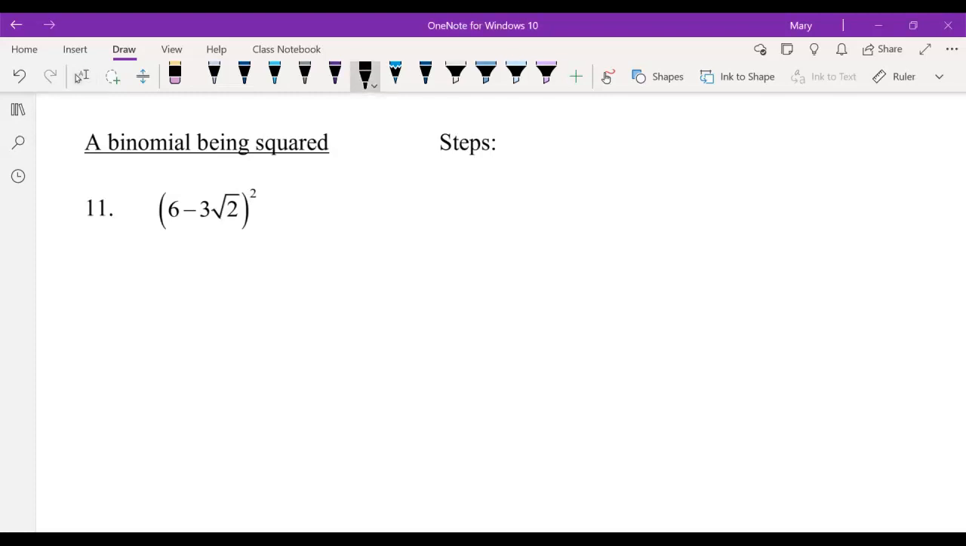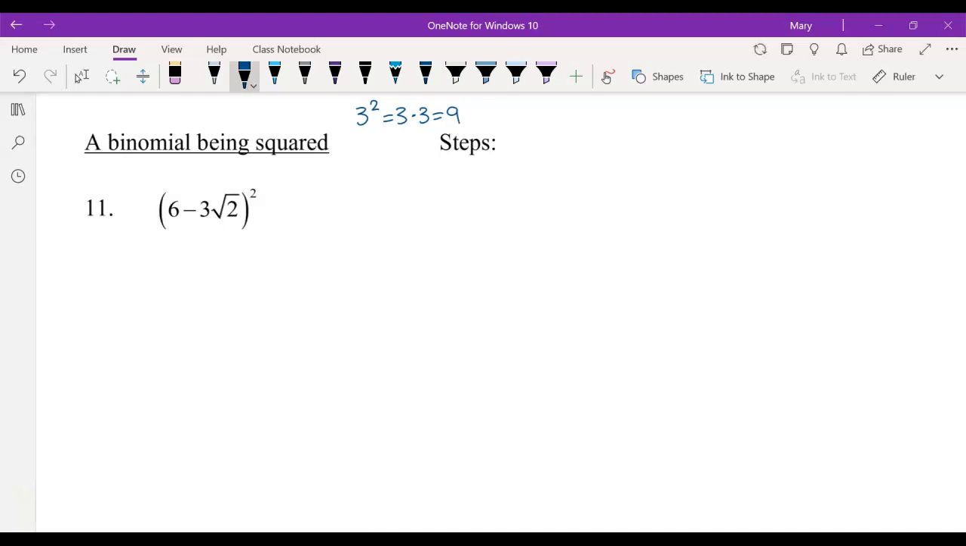Hello, today we're going to do squaring a binomial that has radicals in it. So when you square something, you are multiplying something by itself. For instance, if you had 3 squared, that is 3 times 3, which is why it's 9.